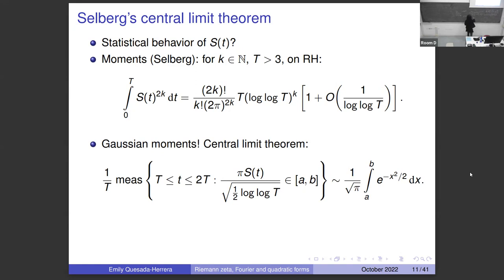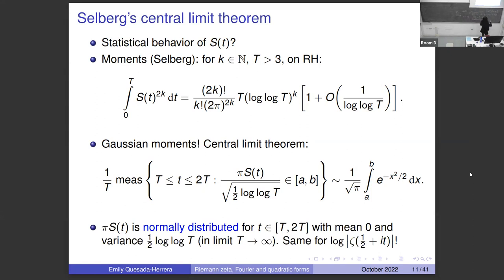And similarly, I think that S of t is the imaginary part of the logarithm of the Riemann zeta function on the critical line. So we can also study the real part. And to start with, statistically it has the same behavior. It behaves like an independent Gaussian with this mean and variance. So the same statement holds for log zeta on the critical line. They are both normally distributed with mean zero and this variance.